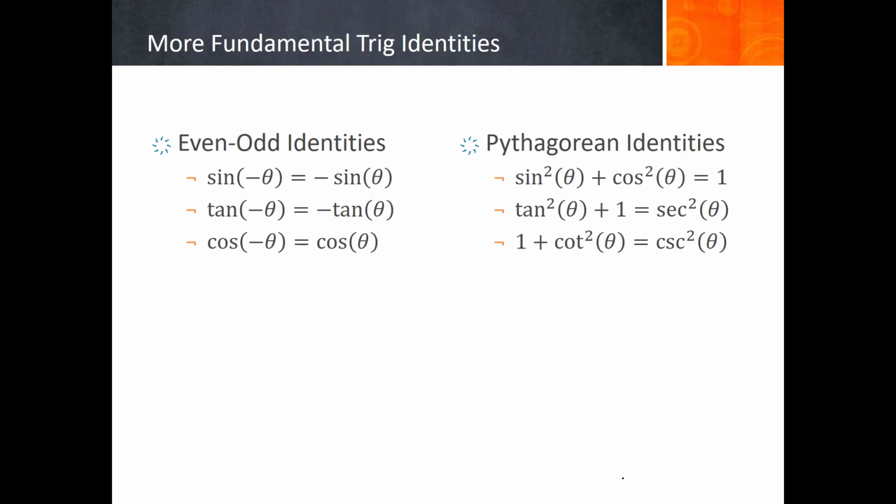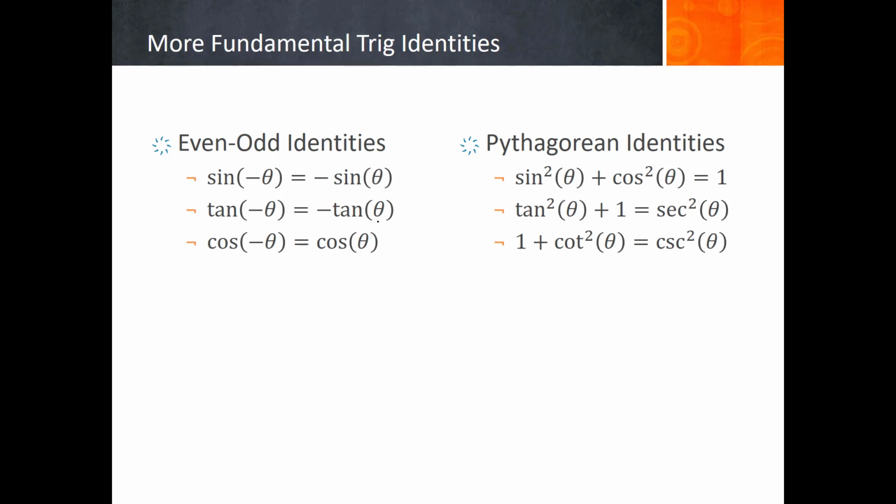We talked about even and odd identities. So remember, cosine and secant are even, which means that if you have a negative inside the cosine, you can just get rid of it and think of the cosine as the positive. And then the other functions were all odd. So that means if you have the sine of a negative theta, you can pull that negative out front and compute the sine of the positive theta. And same thing for tangent. Okay, so those are our even and odd identities.